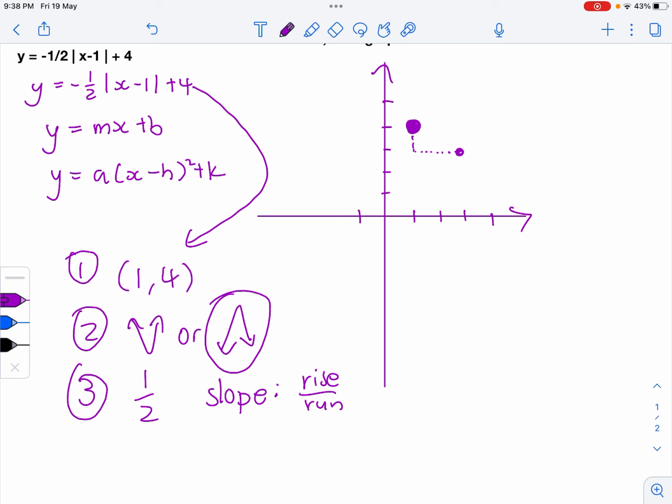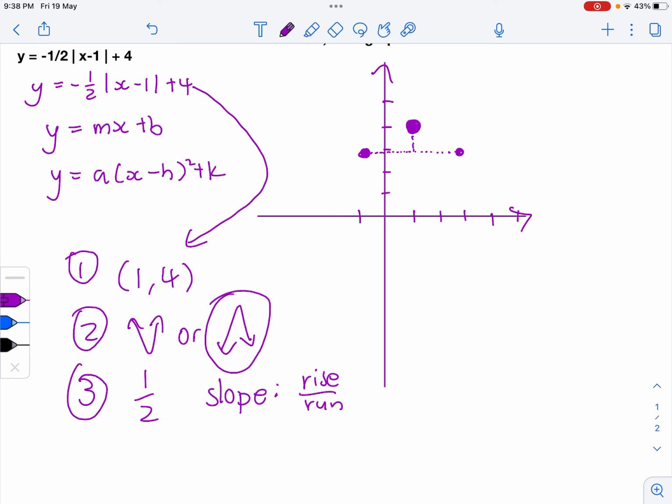Let's say this is 1. It would be 1, 2. The run would be 2. And we can do something like this. And there we have it. We already have 3 points. We can keep on going if you want. Let me add one more point here.